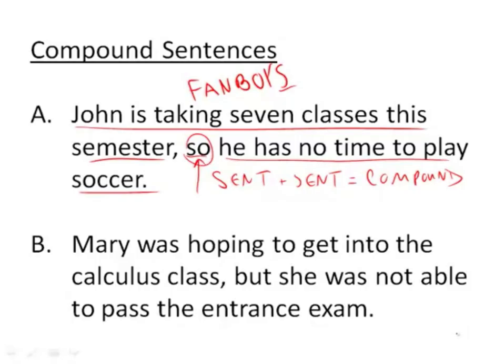Let's look at B. Mary was hoping to get into the calculus class, but she was not able to pass the entrance exam. Again, Mary was hoping to get into the calculus class is a sentence. She was not able to pass the entrance exam is also a sentence. And notice here our conjunction "but." And just like that, we have a compound sentence.